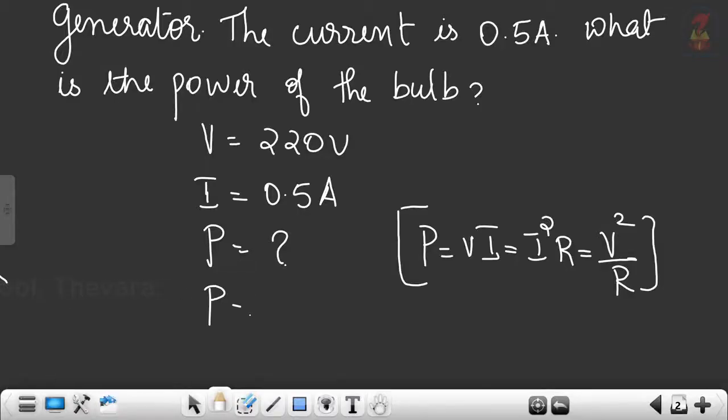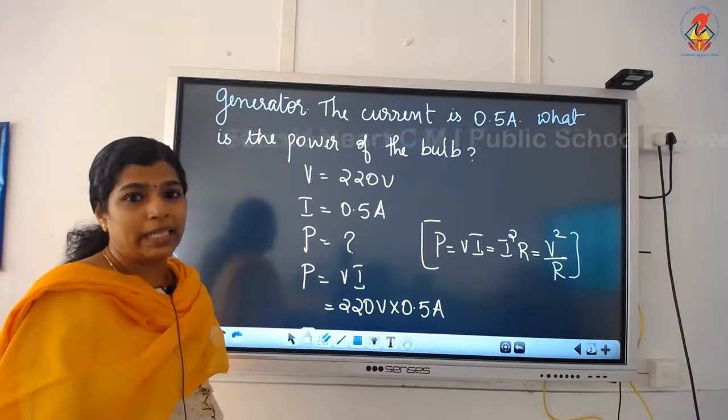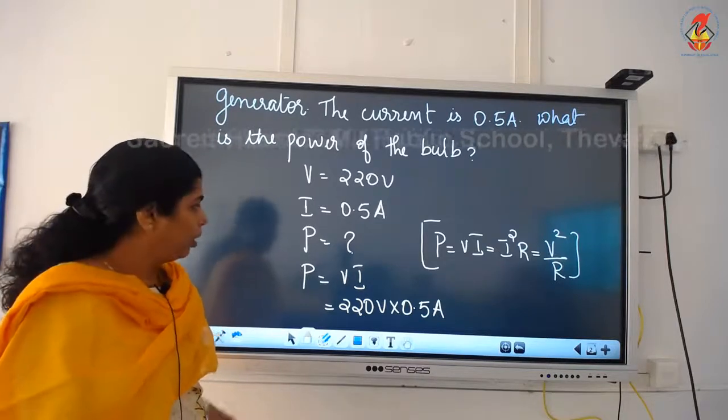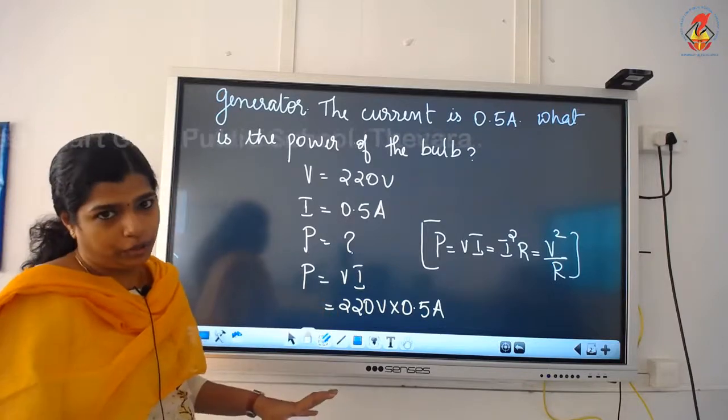So P equal to VI, that is equal to 220 volt into 0.5 ampere. So when you do the calculation, you will get the answer, and the unit of power is watt, W-A-T-T. Okay, the unit of power is watt, so you will get an answer in watt.